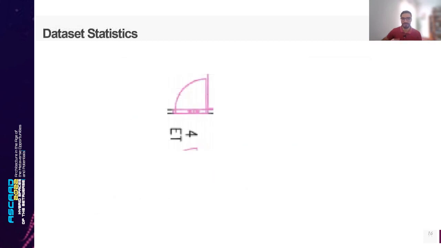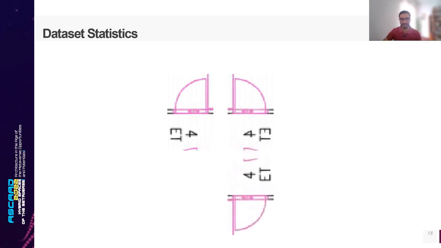For example, we have our right forward image, and by flipping horizontally, we get a left forward. If we flip it this way, we can get a left reverse, and finally we can flip it once more and get a right reverse image.